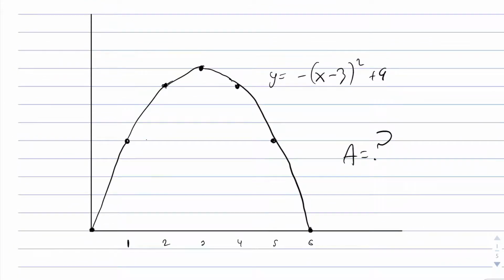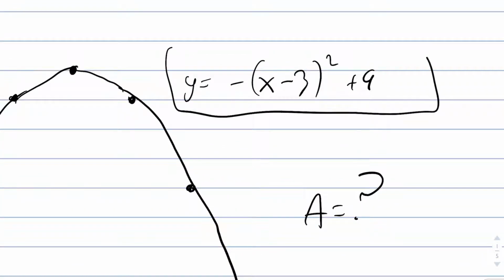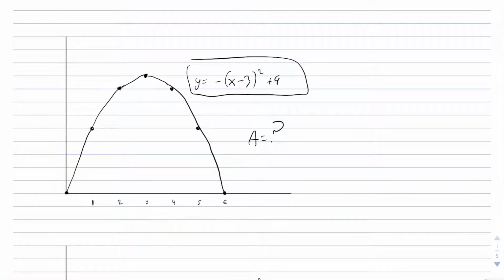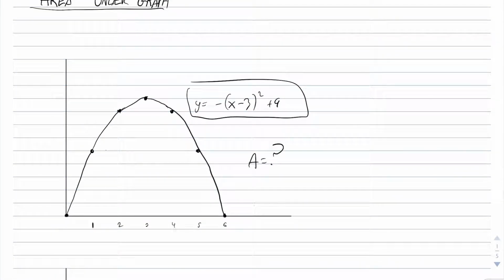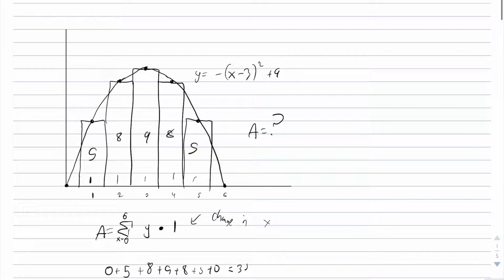But no, I gave you a curve. As a matter of fact, it's this curve right here, negative (x minus 3) squared plus 9, and I'm asking you to find the area. So you're probably like, is there some special formula? Well, we'll get to that, but for now, think of a way that we can find the area of this thing. And the best way that I came up with is to divide it into rectangles.